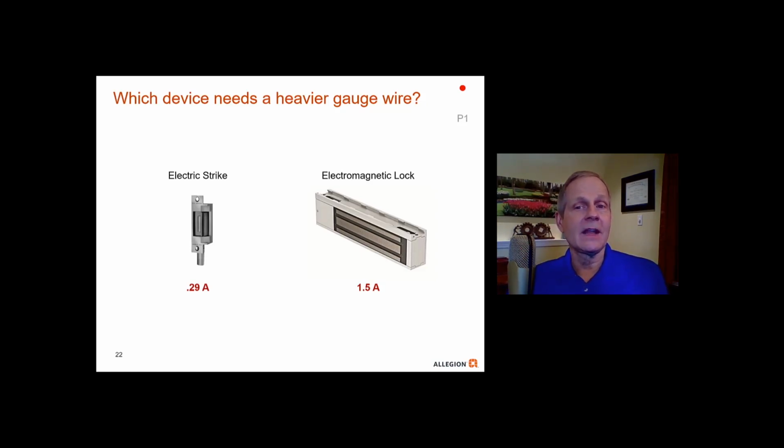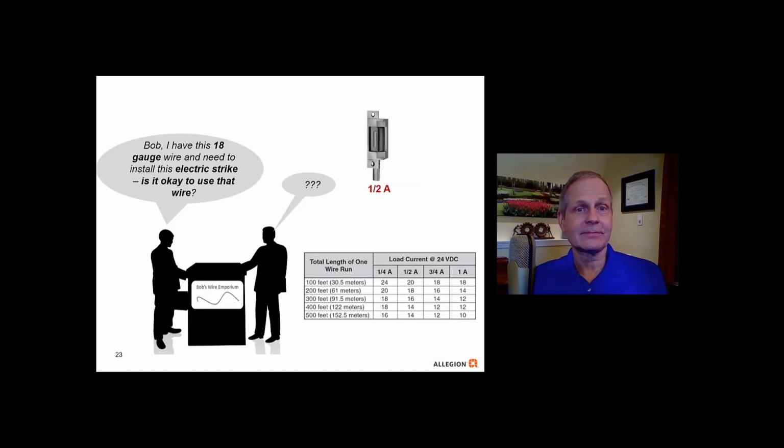Okay, if you picked the electromagnetic lock, you would be correct. That draws 1.5 amps, so that would need a larger diameter, larger gauge wire.